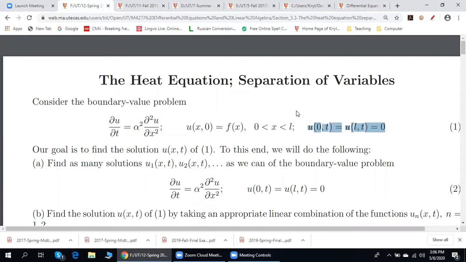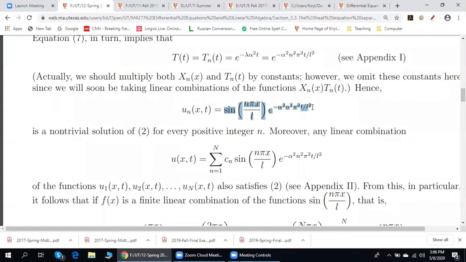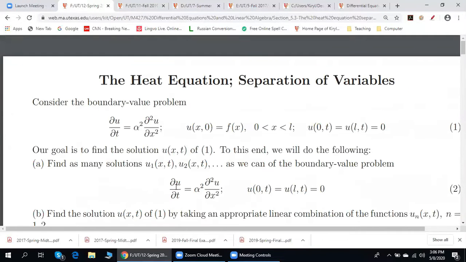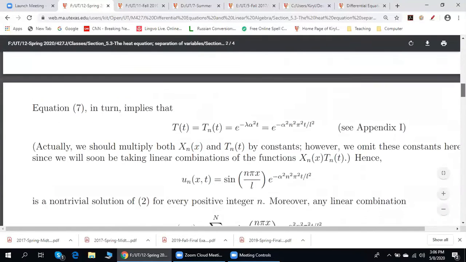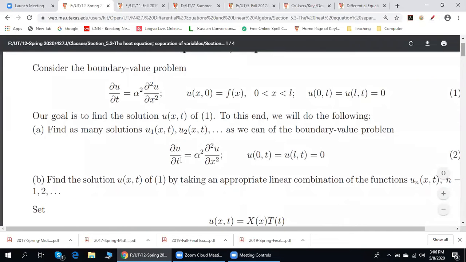Step 1, we found infinitely many functions. By the way, here are the formulas for these functions. All these functions satisfy the boundary value problem. All these functions are solutions of this boundary value problem. Moreover, last time I showed that any linear combination of them is a solution of the same boundary value problem.